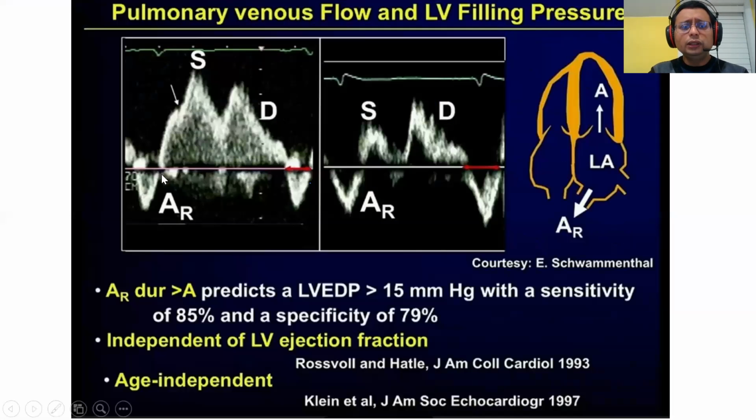This again just wanted to show you the pulmonary vein flow. Actually, I have said this over and over again, how you do it. All right, this atrial reversal gets longer and longer as your diastolic function gets worse and worse. And it's actually quite sensitive and specific. As you can see here, the sensitivity is 85% and the specificity is 79%. And the good thing about these parameters is it is independent of ejection fraction and it's also age independent.